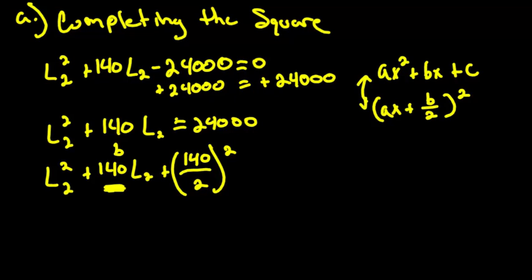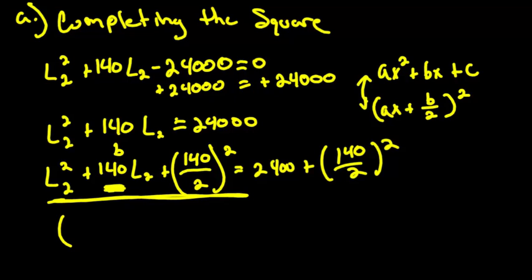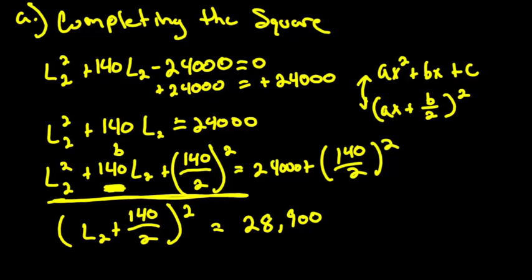Now, if we're adding the (140 over 2) squared to this side, we also have to do it to the other side as well. So we'll have (140 over 2) squared on this side. Once we have it this way, we can rewrite this side of the equation as the quantity L2 plus 140 over 2, squared, is equal to 24,000 plus (140 over 2) squared, and this comes out to be 28,900. Now, the whole point of this is to find our values of L. So we do this by taking the square root of this side, and we'll take the square root of this.